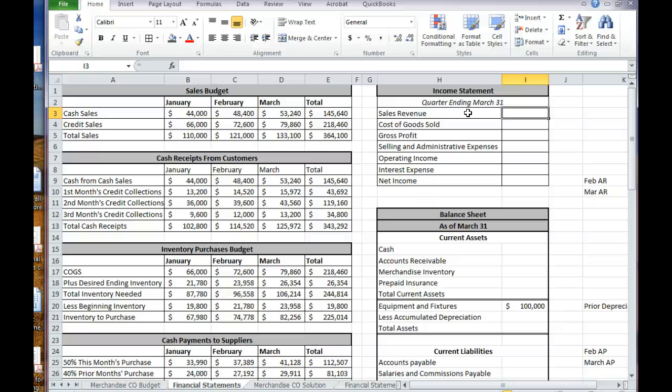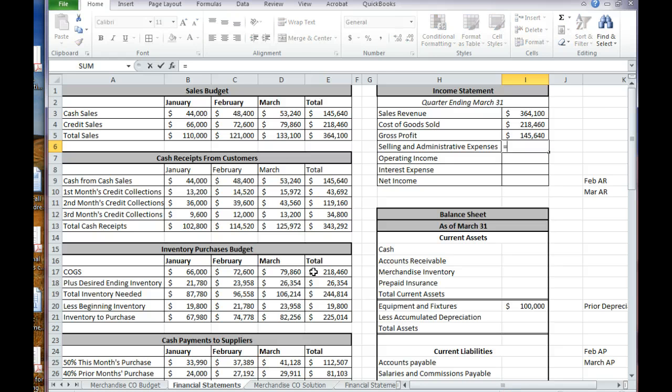So let's start with the quarter ending, versus the point in time. If you've had me for Principles 1, we know it's really important: the income statement is going to be a period, and the balance sheet is going to be a point in time. So the quarter ending, January through March. We're looking for our sales revenue. All we do is take total sales for January, February, and March. Notice we're not using cash down here, we're using total sales. Now your cost of goods sold comes from the inventory purchases budget. You take this cost of goods sold line. Gross profit is just revenue minus cost of goods sold.